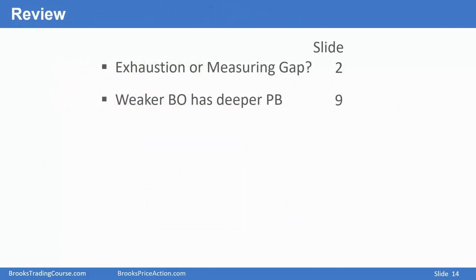In this video, I began by talking about big breakouts occurring after 20 or more bars into a trend. Will the breakout lead to an exhaustive move, a trading range or a reversal? Or instead, is it the start of a new accelerated leg, a measuring gap? Finally, I talked about how weaker breakouts tend to have deeper pullbacks, and they occur more commonly in broad channels and in trading ranges.